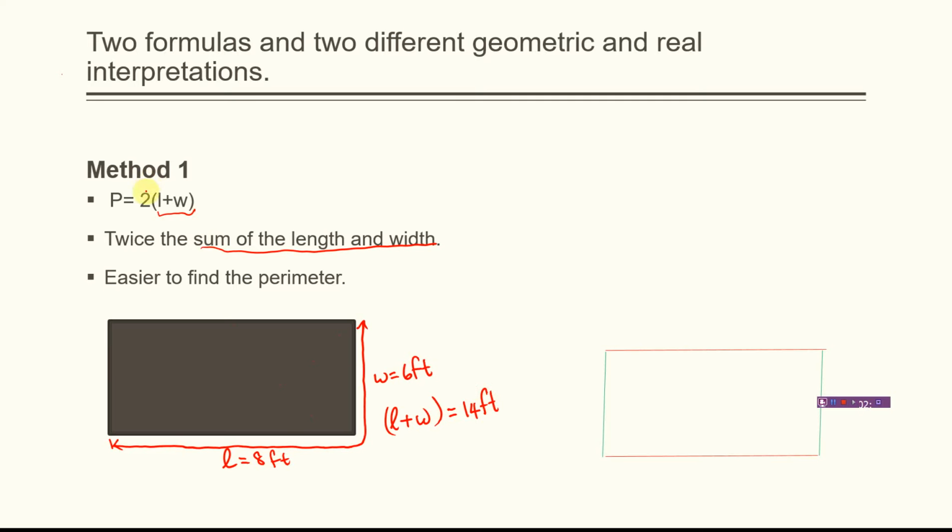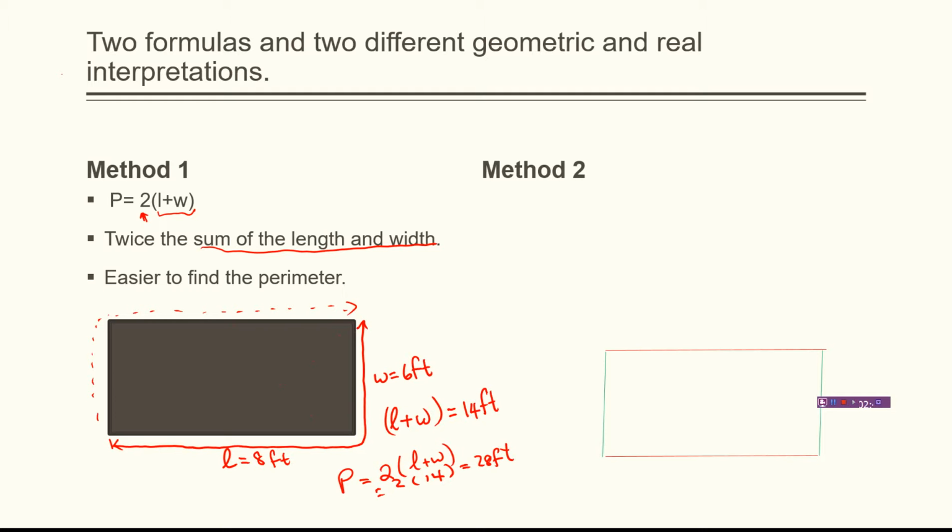But then what does this 2 mean? It would mean that I have to double it. I have to also go around, or there's no need for me to do that. It's the same, and so I ended up getting P equal to 2 times the sum of L plus W, 2 times 14, and we ended up getting 28 feet.